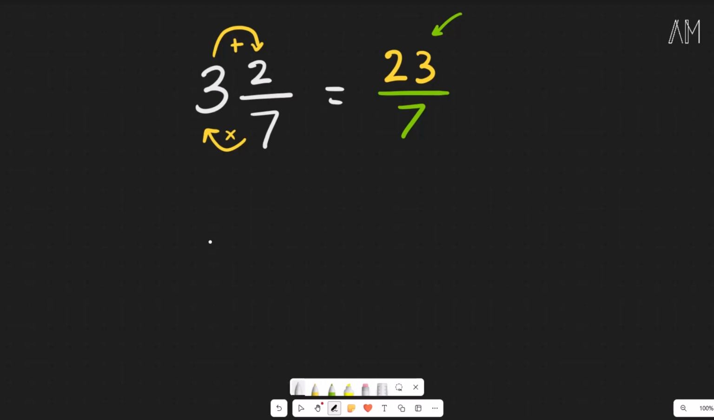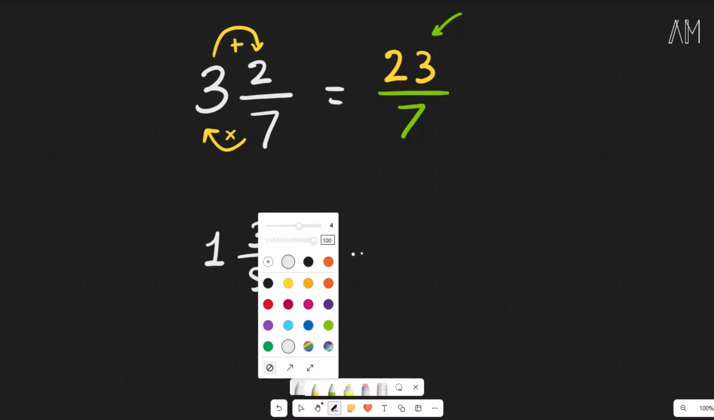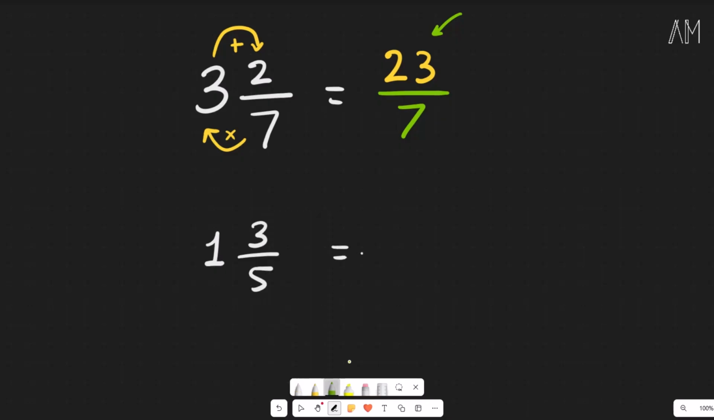Let's take another example. 1 and 3/5. As I said before anything, the denominator stays the same. It will stay over 5. And to find the numerator, you have to follow the cycle. Multiply and then add. So 5 times 1 is 5, plus 3 is 8. And that's how we do it.